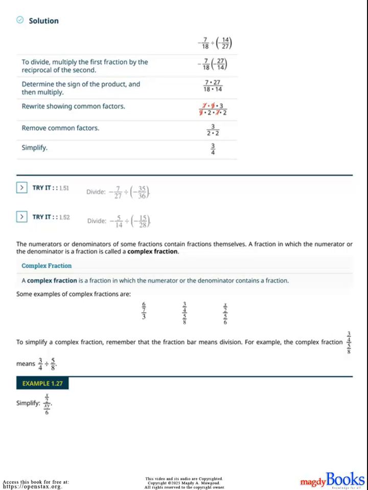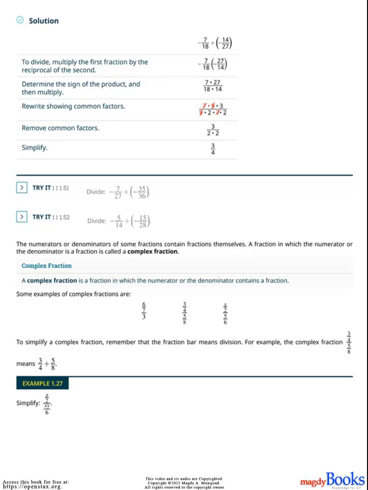Determine the sign of the product and then multiply. 7 times 27, all divided by 18 times 14. Rewrite showing common factors. 7 times 9 times 3, all divided by 9 times 2 times 7 times 2. Remove common factors. 3 over 2 times 2. Simplify. 3 over 4.